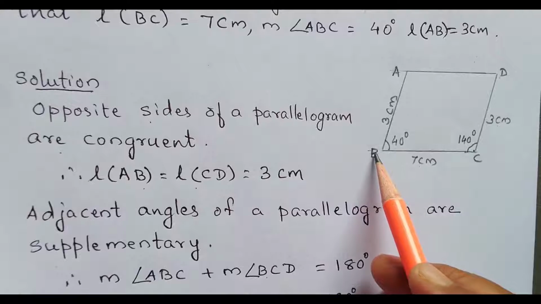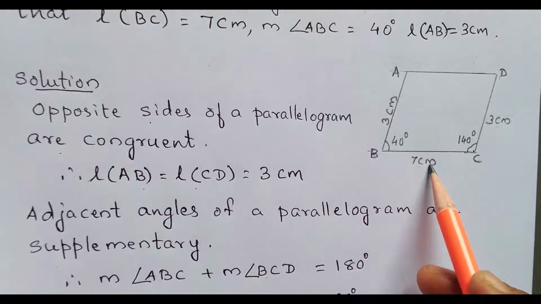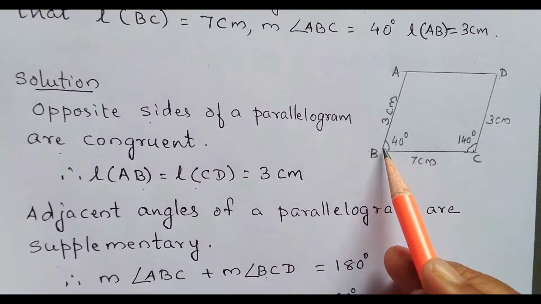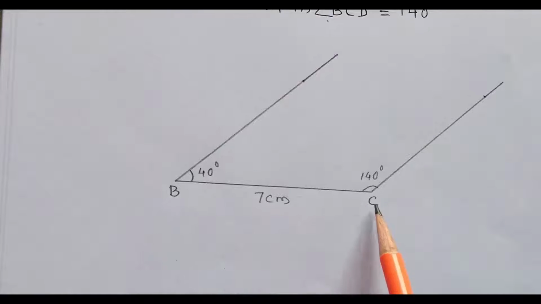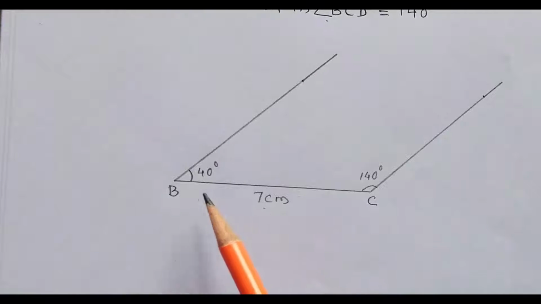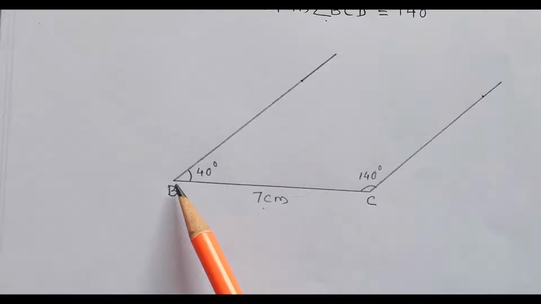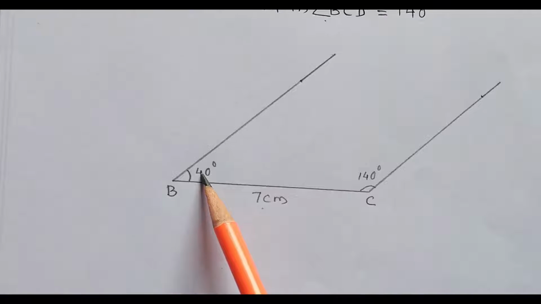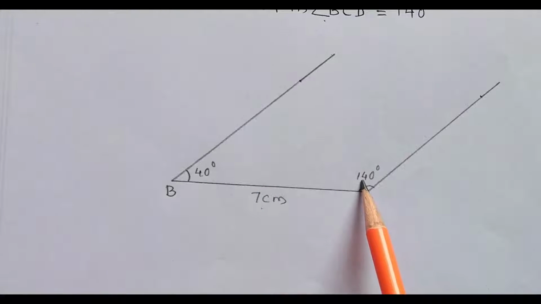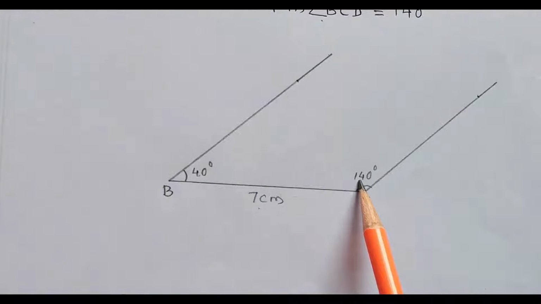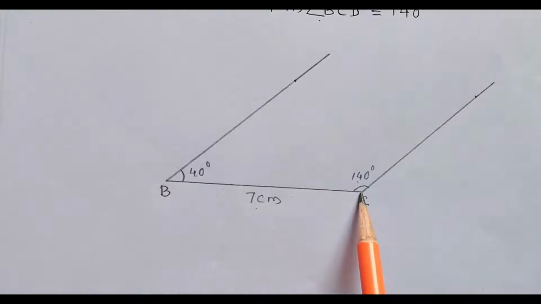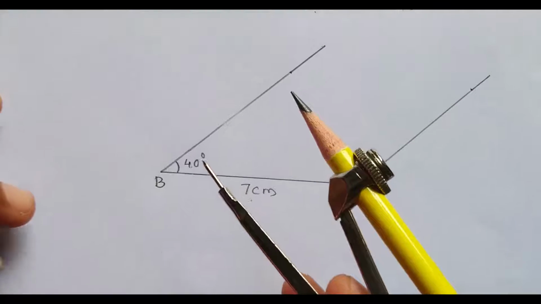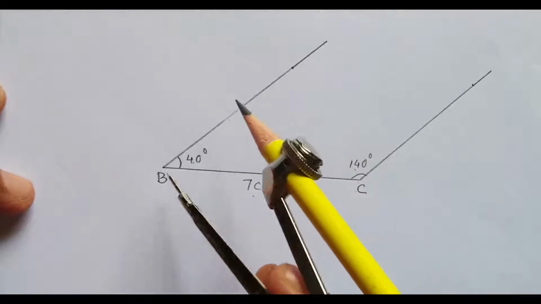First, we will draw segment BC 7 centimeters and construct angles B and C. Now this is side BC 7 centimeters and we have constructed angle B 40 degrees and angle C 140 degrees. Now we have to mark the points A and D, which are 3 centimeters from points B and C. For that, we take 3 centimeters on the compass.